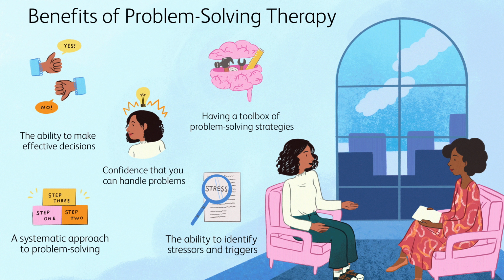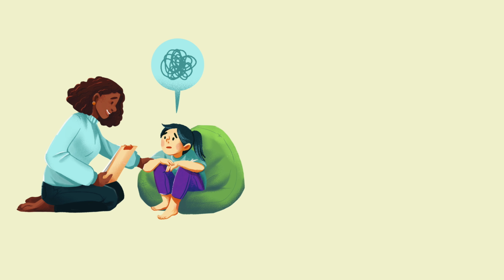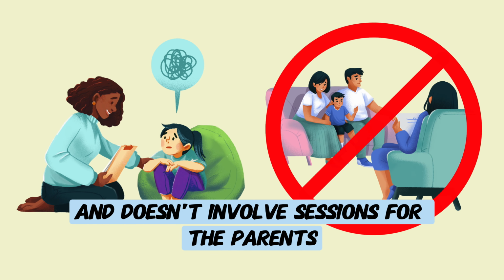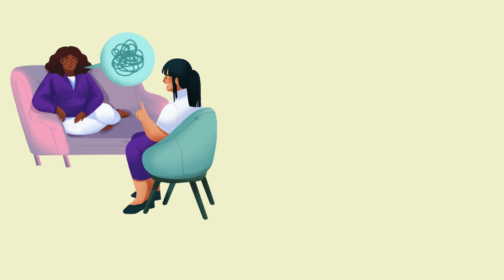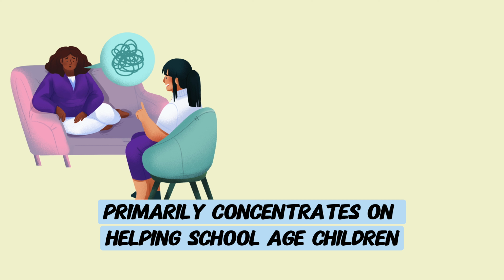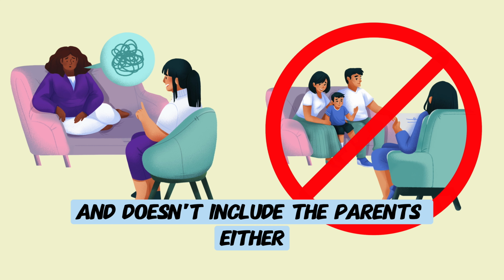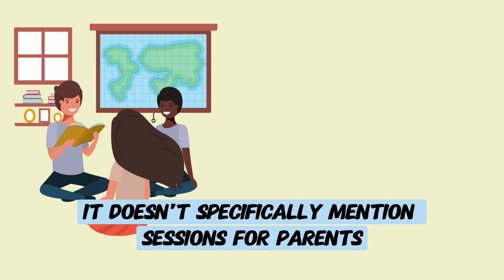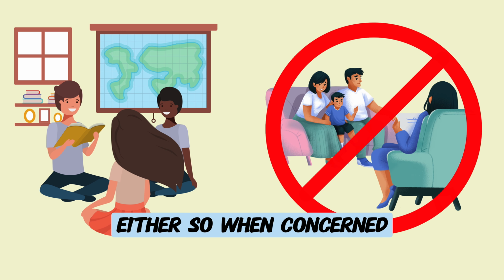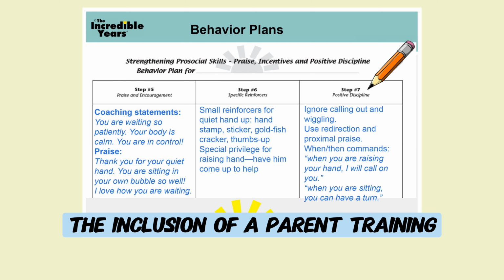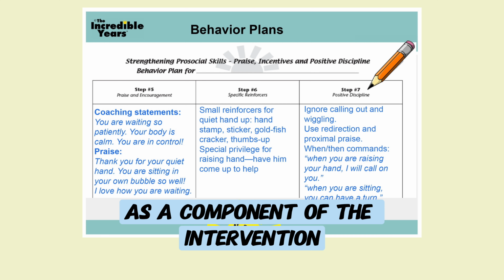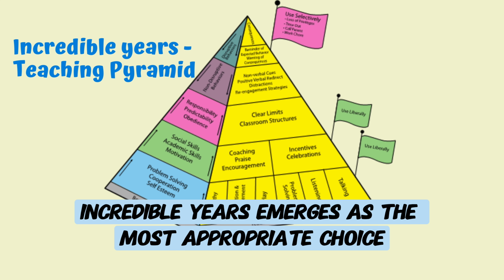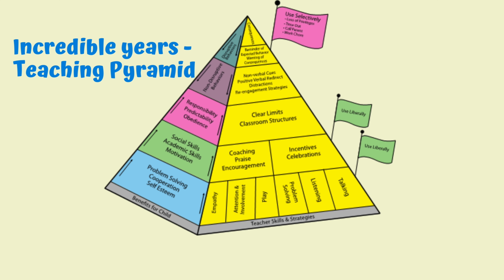Option A, Kazdin's problem-solving skills training. That focuses solely on teaching children problem-solving skills and doesn't involve sessions for the parents. Option B, the Anger Coping Program. That primarily concentrates on helping school-age children manage their anger and doesn't include the parents either. And option D, Making Choices, Social Problem-Solving Skills for Children. While a school-based program, it doesn't specifically mention sessions for parents either. So when considering the inclusion of parent training as a component of the intervention, option C, Incredible Years, emerges as the most appropriate choice.